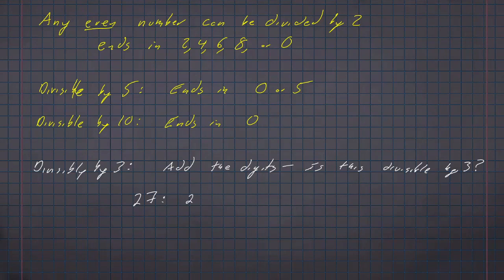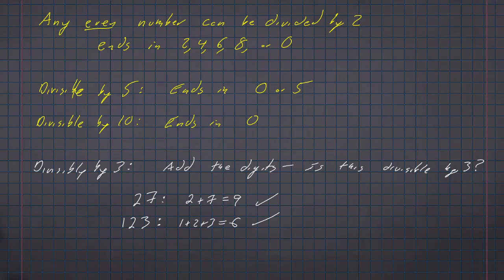But you can also look that 2 plus 7 is 9. And we know that 9 is divisible by 3. 9 is 3 times 3. You can use this trick with larger numbers. The number 123, if I add 1 plus 2 plus 3, I get 6, which is divisible by 3. No problem.